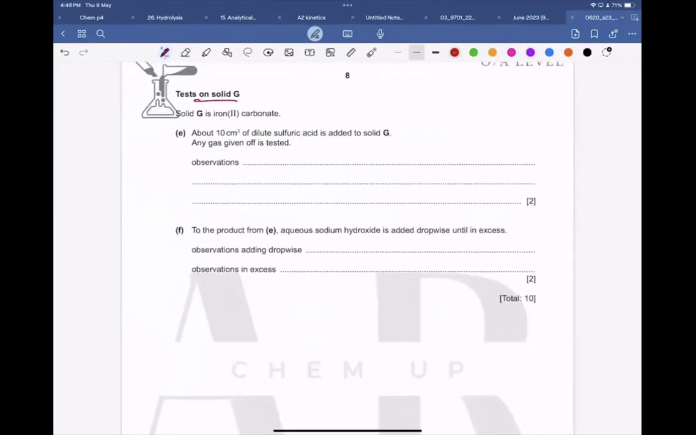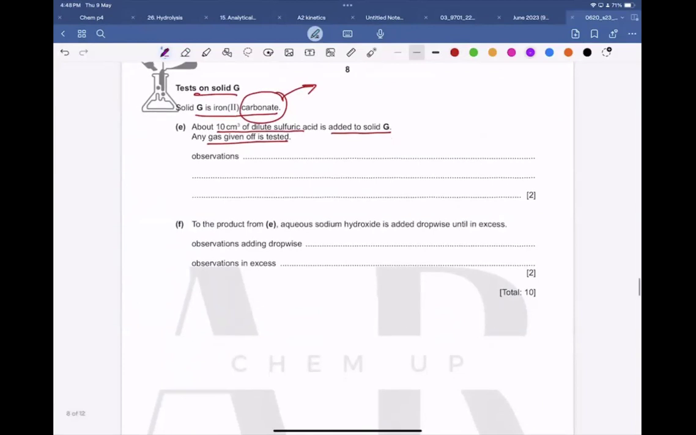Now, test on solid G. Solid G is iron 3 carbonate. About 10 centimeter cube of dilute sulfuric acid is added to solid G. Any gas given off is tested. Okay, so we know that it's a carbonate. So which gas is going to be tested? Carbon dioxide. And how do we test it? The first observation is bubbles of colorless gas, because the gas has been formed, so you are going to observe the bubbles or the effervescence.